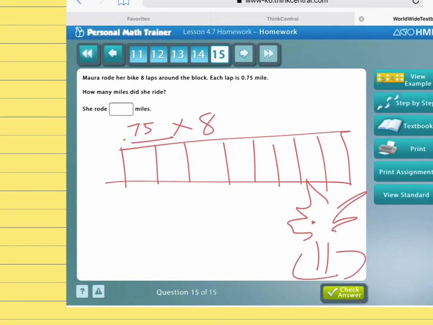There are 2 coconuts in the palm tree. And I'm going to do 75 times 8, which gives me 40, 56, 60. So 600 is going to be my answer. The 2 come back, and it looks like 6.00. So she rode 6 miles.